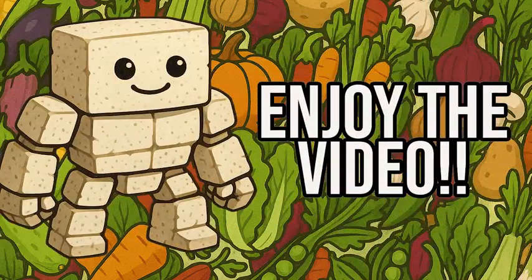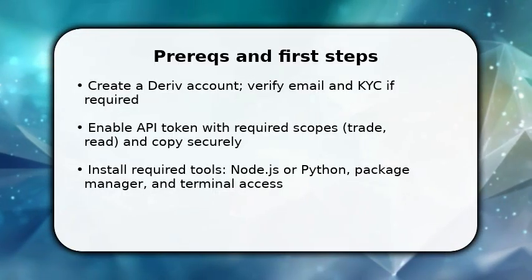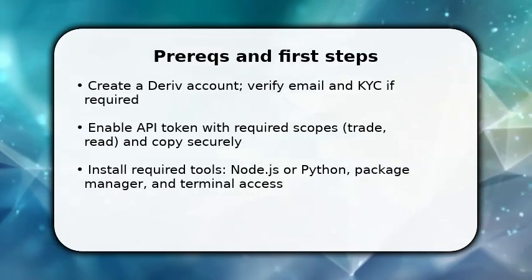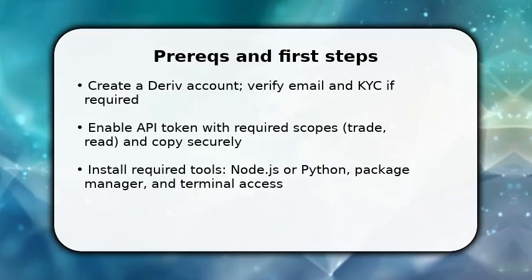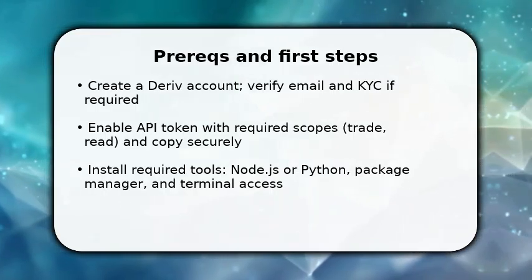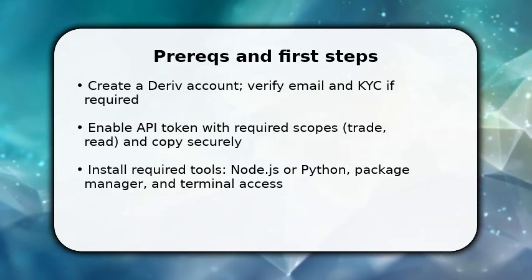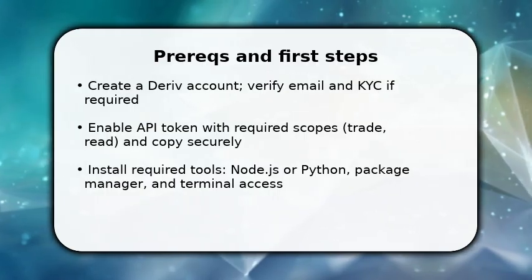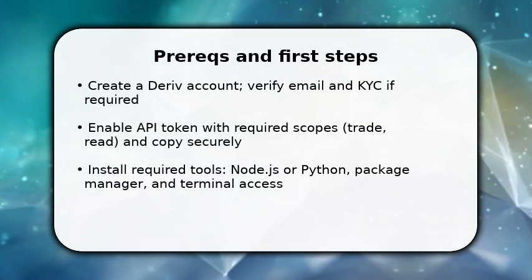Please enjoy the video. You start by confirming prerequisites: an active Deriv account, API permission, and a development environment. Once done, generate an API token with the trade and read scopes and store it securely. Next, install Node.js or Python and the official client library. This gives you the tools to interact programmatically.